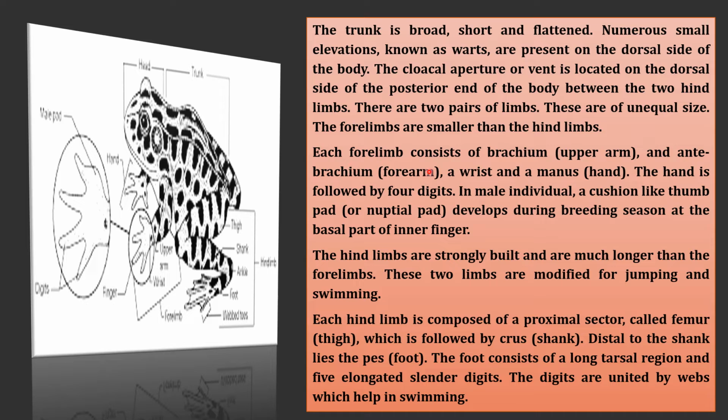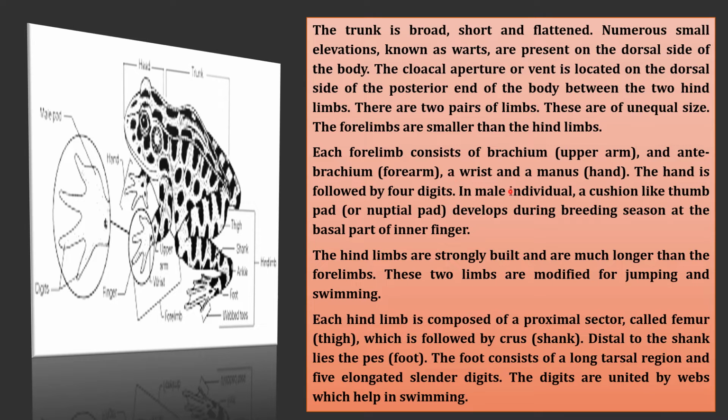Now each forelimb consists of the brachium, that is the upper arm. Please see the diagram, you will understand. See here, this portion is the upper arm or brachium. And the antebrachium, that is the forearm. This portion is the upper arm, and this portion is the forearm or antebrachium.